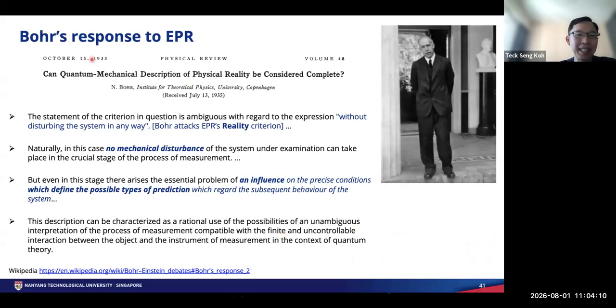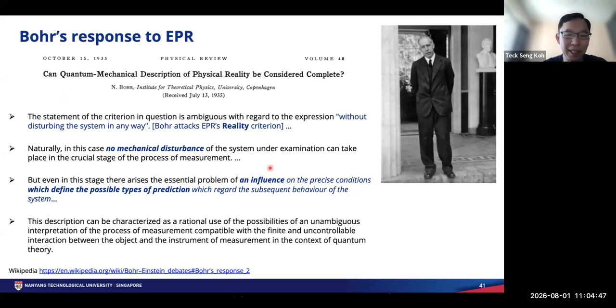And Niels Bohr in the same year responded with the same title in Physical Review. Nowadays people don't do that, they will just put a post on social media. But in the past it took months, years, to respond. So Bohr attacks EPR's reality criterion. I won't talk about this argument because I don't understand Bohr's argument.